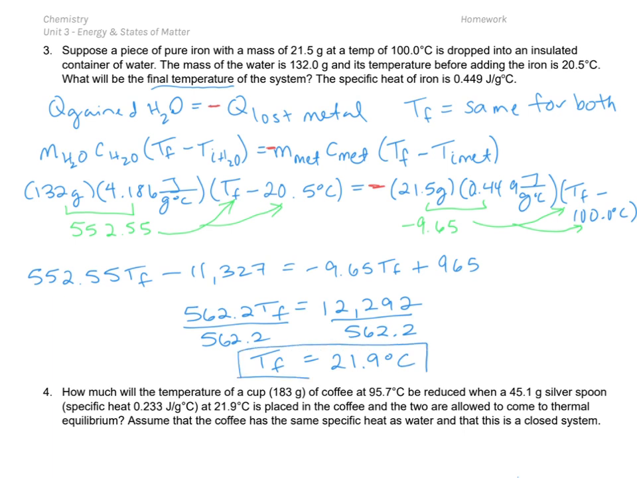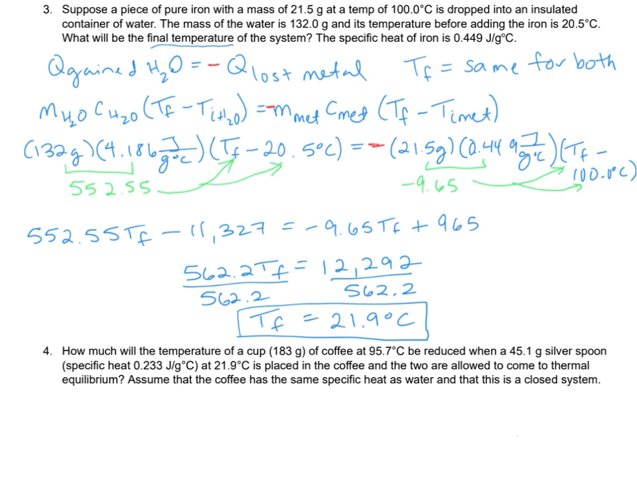And it's always good to do a little logic check. Does this make sense? Is it between the starting and the ending temperature? And it is, because our water started at 20.5, our metal started at 100. It's between those two things. And remember, water has a very high specific heat, so it usually will not change a lot in temperature.